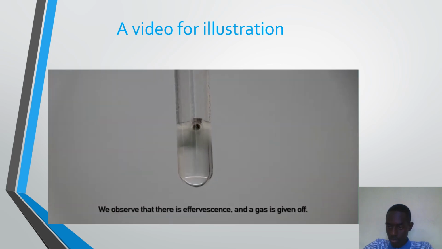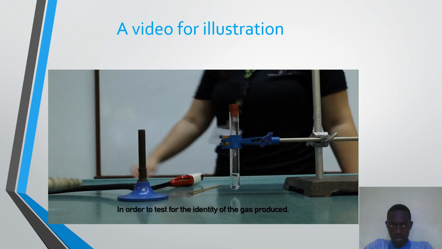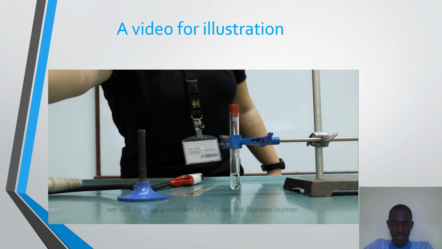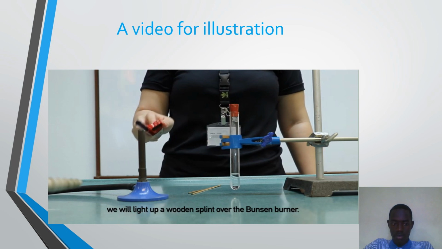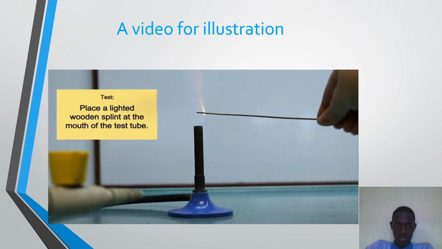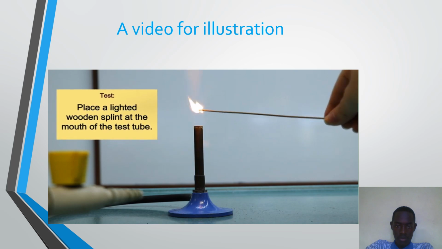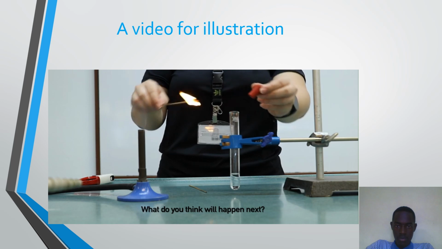We observe that there is effervescence and a gas is given off. In order to test for the identity of the gas produced, we will light up a wooden splint over the Bunsen burner. What do you think will happen next?